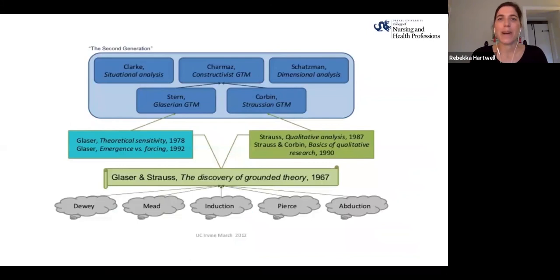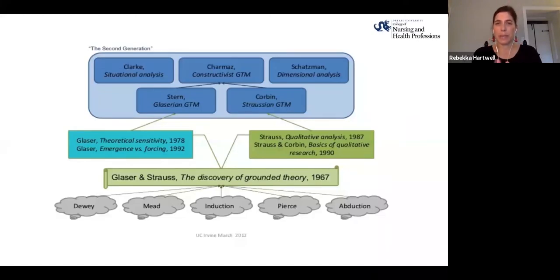Okay, and then I found this graphic that I thought was really helpful because it really shows you sort of how grounded theory was even kind of where it came out of. So it really came out of these pragmatic philosophers' ideas, Dewey, Mead, and Peirce. And so Glaser and Strauss were influenced by them.